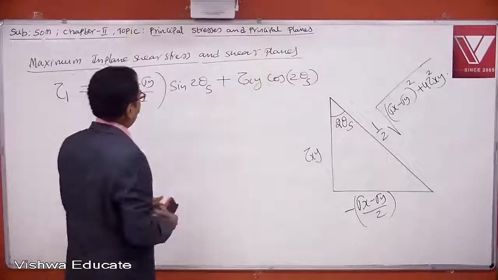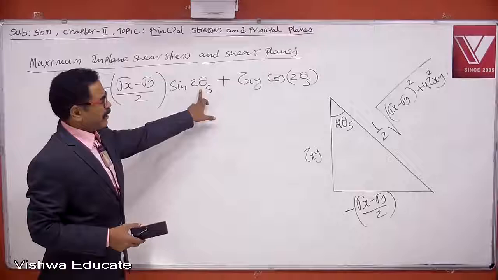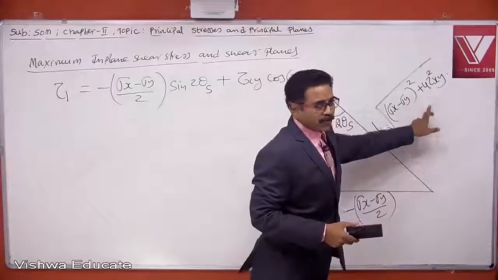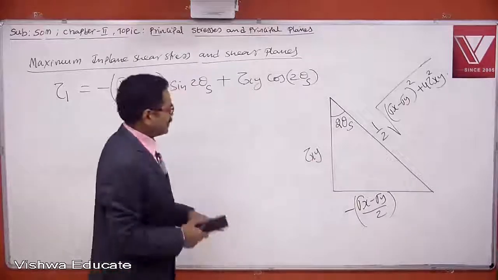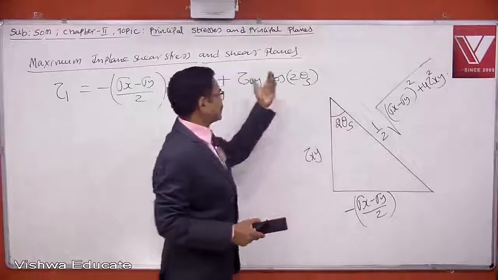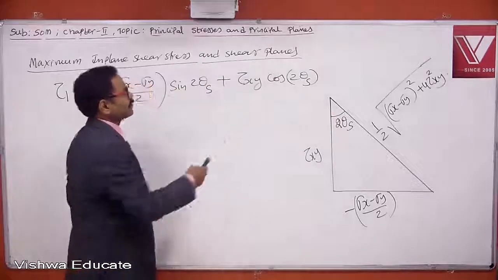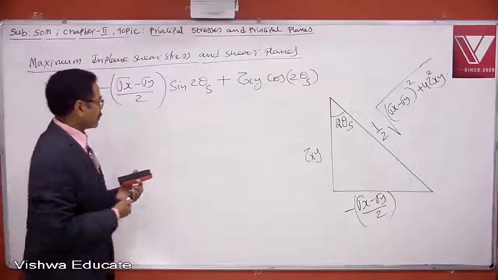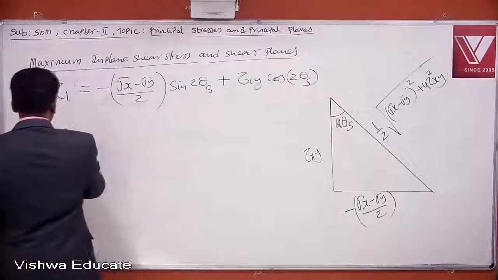You know what is sin 2 theta s? Opposite side by hypotenuse. What is cos 2 theta s? Adjacent side by hypotenuse. In place of sin 2 theta s and cos 2 theta s, you have to put these values. If you put these values, the solution will be like this.